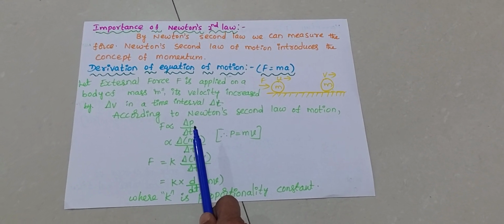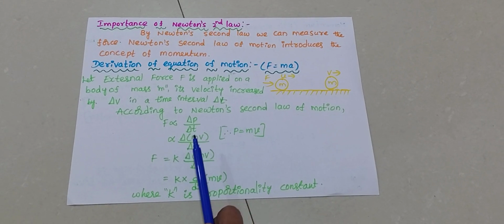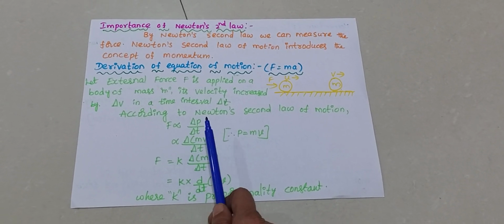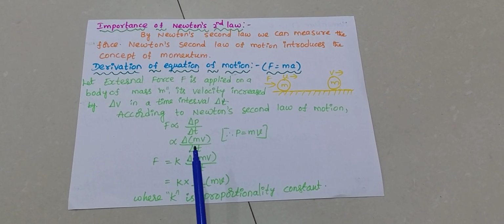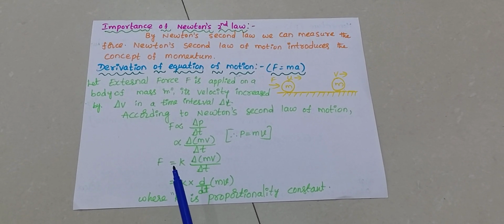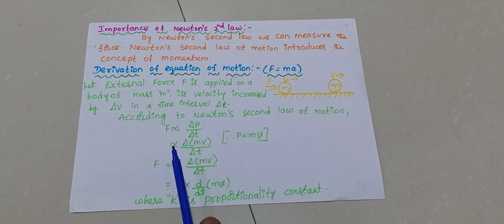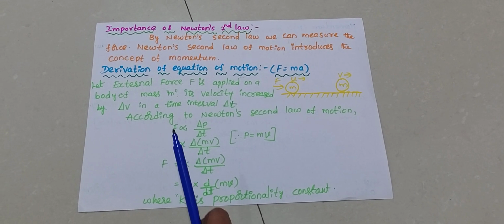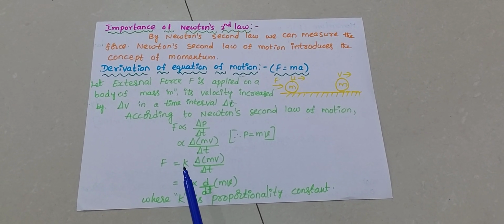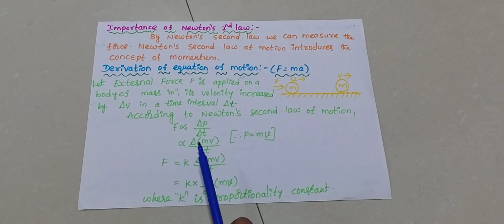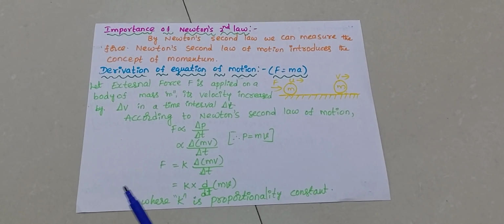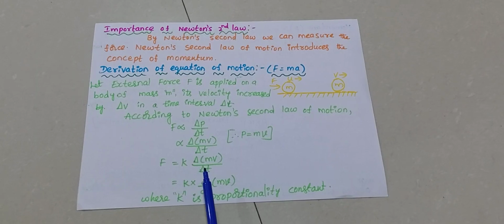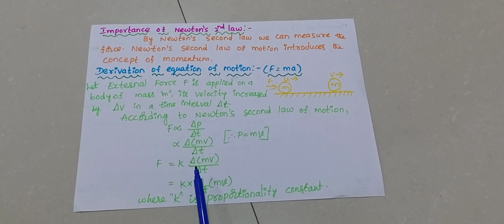Already we know, what is momentum? mv. That's why substitute in this equation: delta mv by delta t. This is the small interval change. Okay, that's why F is equal to, remove the directly proportional sign and keep one constant. That constant is k, delta mv by delta t. k is the proportionality constant. This is the small interval change.